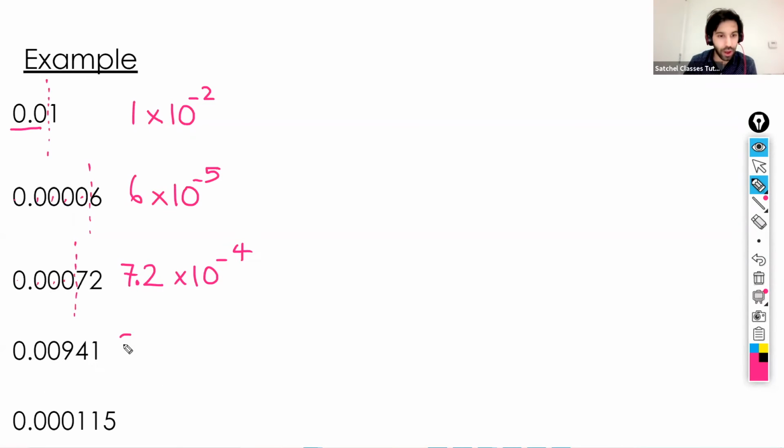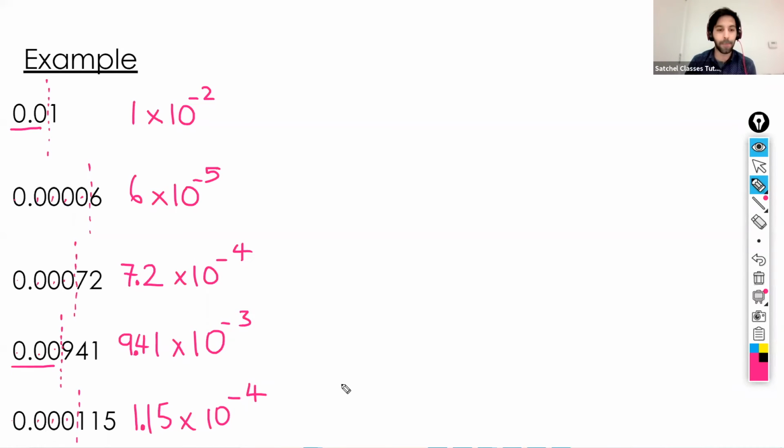Likewise here, we have 941. Well, that's going to be 9.41 times 10 to the power of, and again, after the 9, how many digits are there? There is 1, 2, 3. So that's going to be 10 to the power of minus 3. And likewise here we have 115. So that's going to be 1.15 times 10 to the power of minus something. Well, we have 1, 2, 3, 4 numbers there. So that's going to be 10 to the power of minus 4.